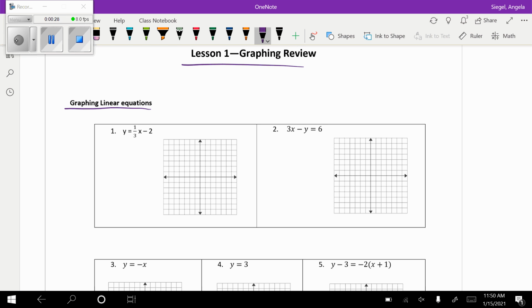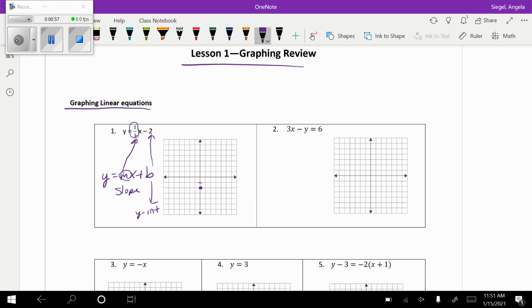When you graph a linear equation, it's going to be in different forms. This form is y equals mx plus b. This is probably the most common form, where m is your slope, and b is our y-intercept, so where it crosses the y-axis. This one's going to cross the y-axis at -2. So I'm going to put my first point there, and then I'm going to go up 1 over 3.